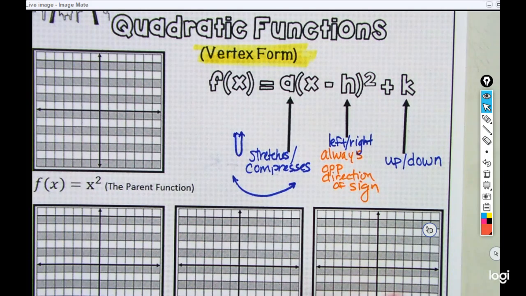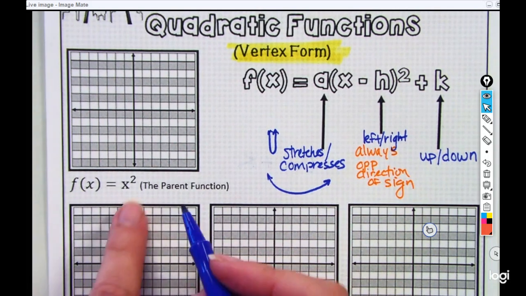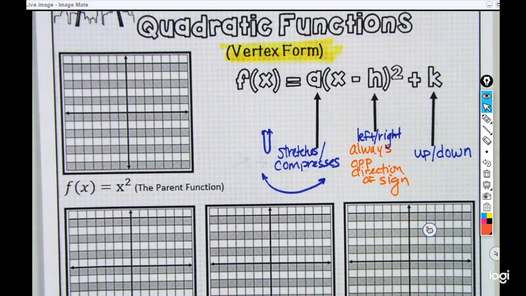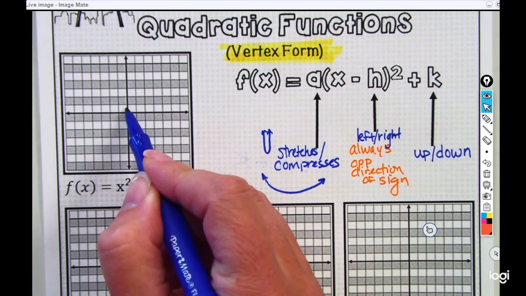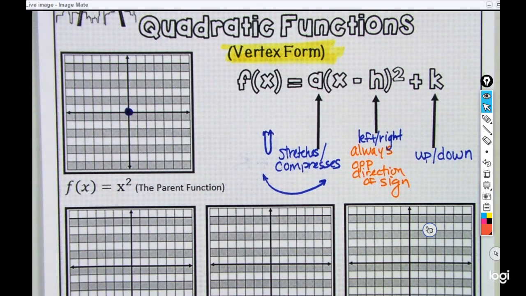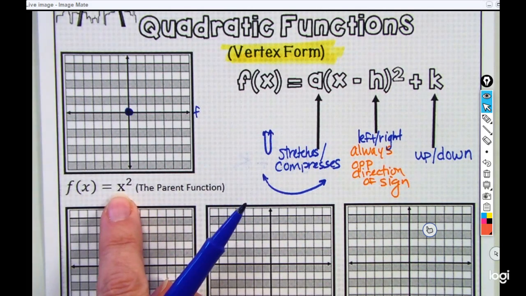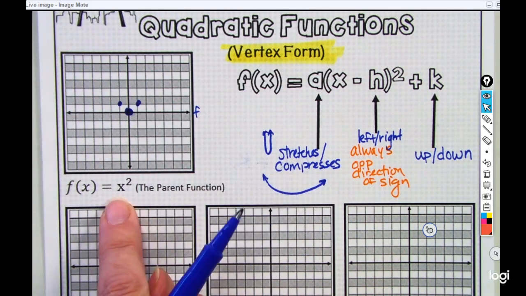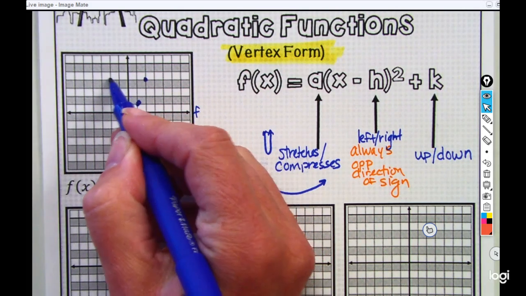Now you guys know, because we've done it several times already, what our parent function looks like. If there's no B term, what's my axis of symmetry? We did that yesterday. Right here on 0, right? And our vertex ends up being on 0, 0. All right, so we're going to graph f of x equals 1x squared. So plug in 1. What do you get? 1 squared is 1. Balance it on the other side. Plug in 2. What do you get? 4. Balance it on the other side. Okay, there is our parent function.